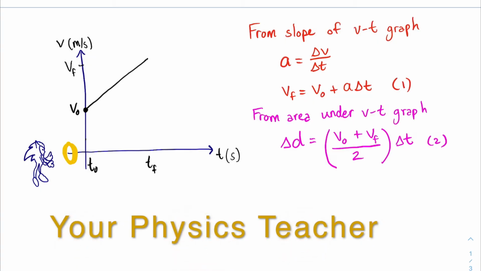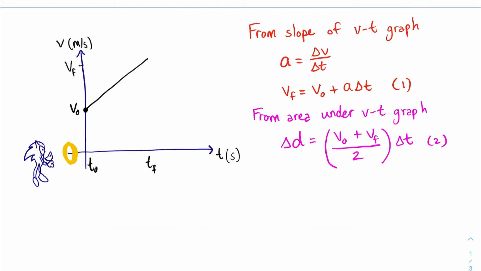Equation 1 comes from the slope of the VT graph and equation 2 from the area under the VT graph. But now we're going to be using our linear systems of equations. So we're going to be playing the game of substitution, elimination, and so on that you learn in math. But we're going to try to keep it simple and only focus on substitution.